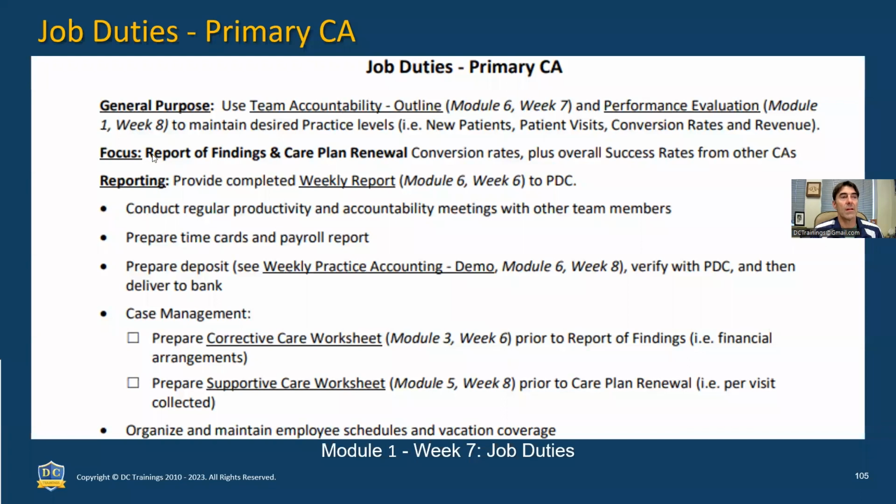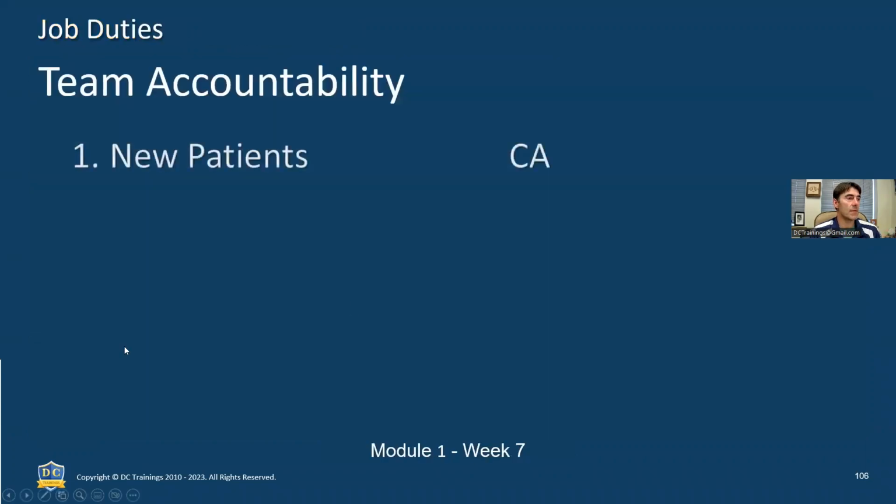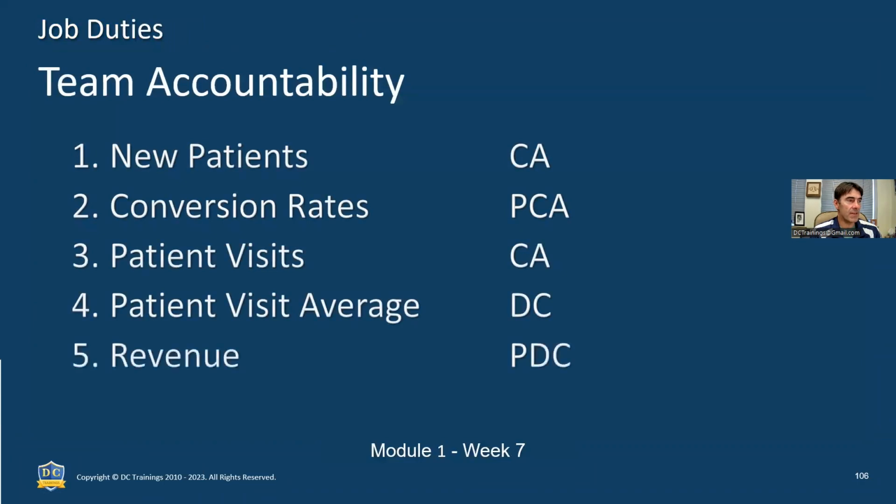Oh, and actually, I apologize. I was not sharing my screen as I'm telling you about that. So let me jump back over. There we go. Okay, so I was just showing you here, the focus of the primary CA is the report of findings and care plan renewals, as well as use these documents up here to maintain desired practice levels. Okay, new patients, patient visits, conversion rates, and revenue. That's all there for you. Okay, so let's continue on. And once again, if you have any questions, just raise your hand. I'm happy to help you.